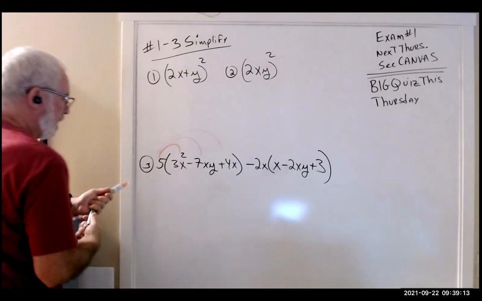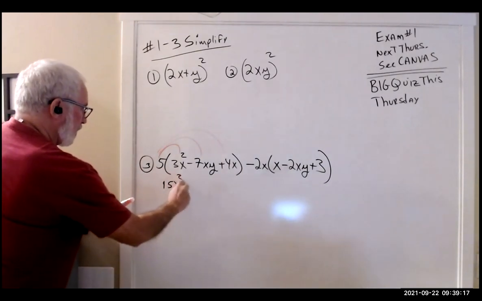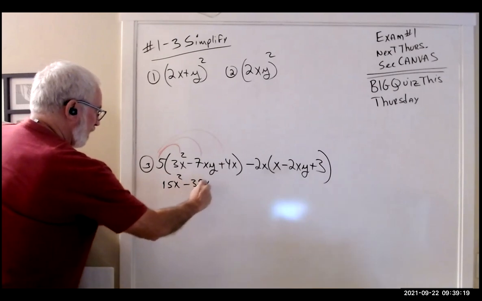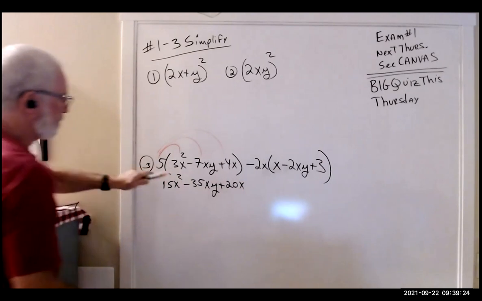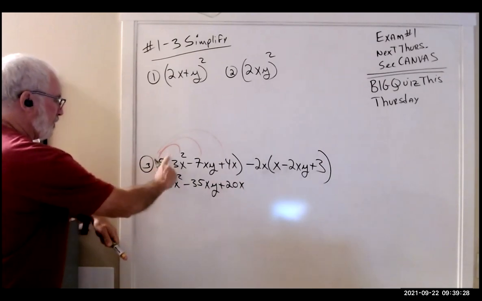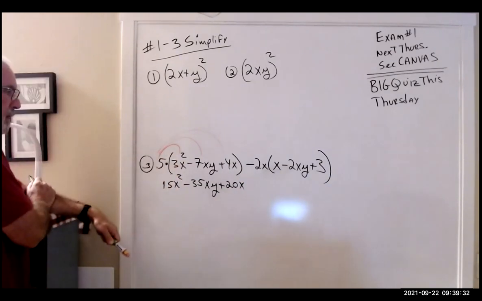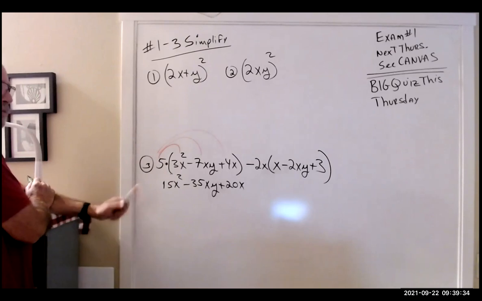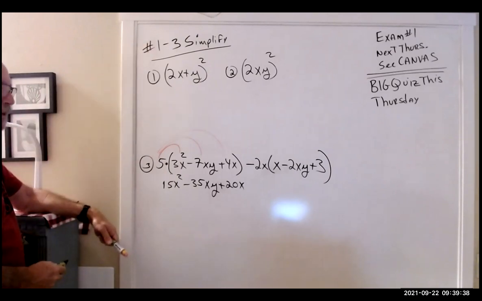Okay, I'm assuming you guys can get 15x squared minus 35xy plus 20x if you multiply 5 times this. Remember, when you write 5 right next to the parenthesis there, it's implied to be multiplication. So when we say distributive property, we mean actually multiply.